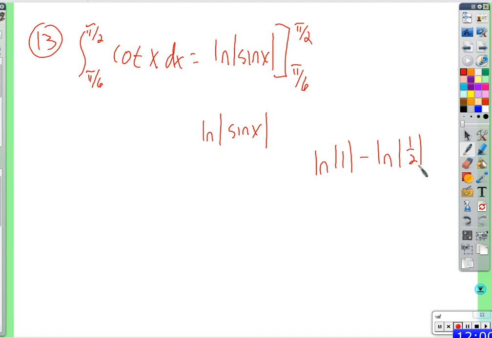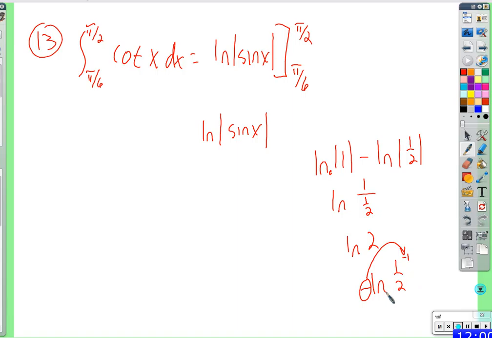Natural log of 1 half. You don't have to do that, though, do you? Do any of the answers look like this? No, not quite. Can you just divide, since you're subtracting? It would be natural log of 1 over 1 half. So 2. Natural log of 2. B.